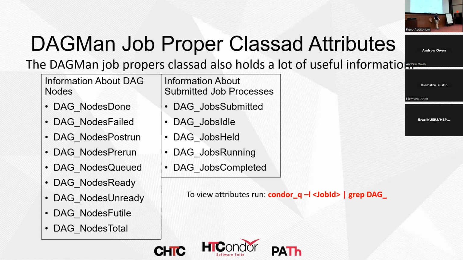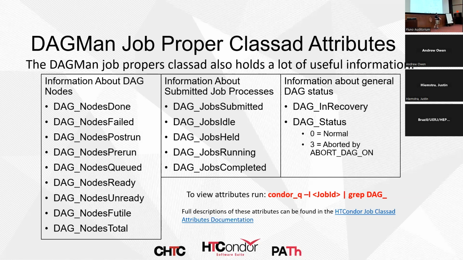There's also a bunch of information in this class ad about the number of jobs, because a node could have more than one job. While it's more ideal for us to only have one job per node, you could have multiple job processes, as Christina kind of showed with modularizing a submit file to submit multiple. This holds information about the number I've submitted, what's idle, what's held, what's currently running, and the number of jobs I've completed successfully.